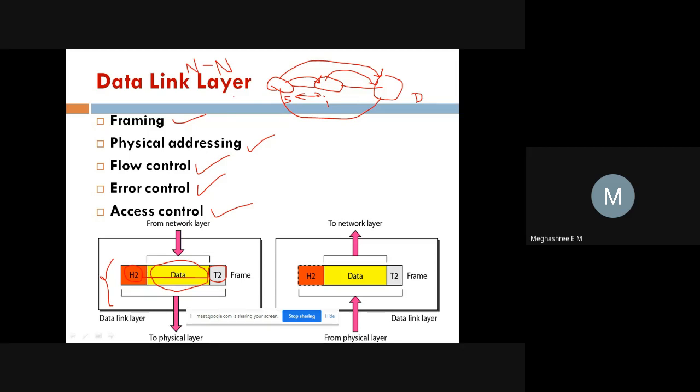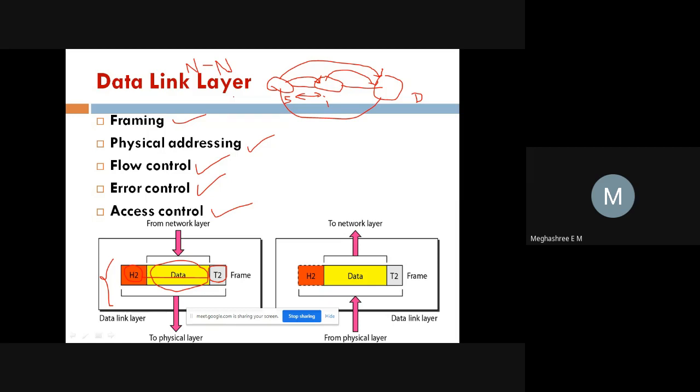I'll just summarize. Data link layer is responsible to transfer a group of packets to the adjacent node. And this we call node to node delivery, or you can say hop to hop delivery. And the functions that are implemented at the data link layer are framing, physical addressing, flow control, error control, and access control.